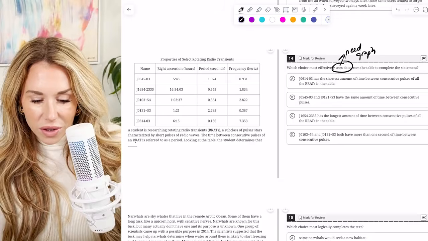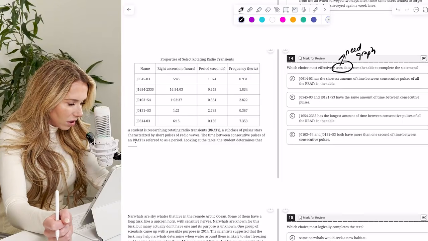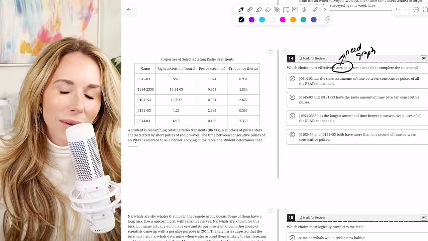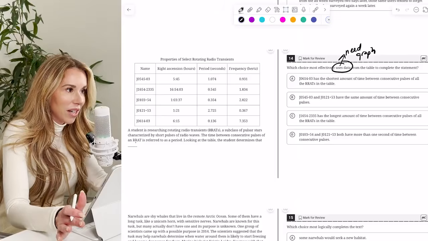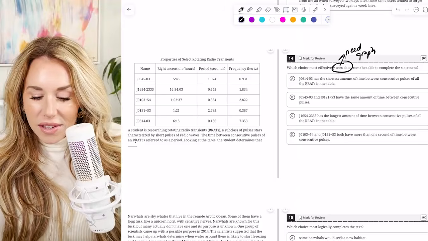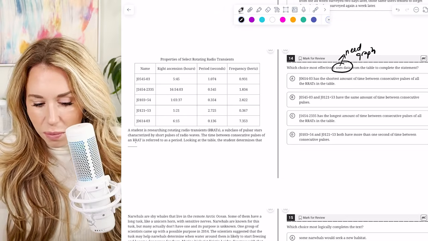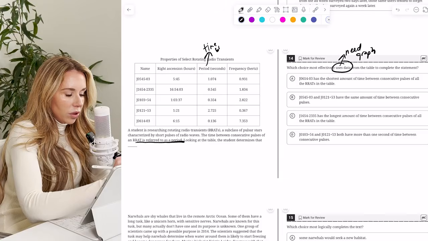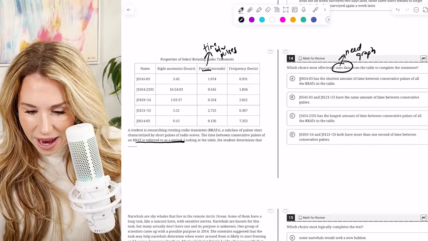So we have a student researching rotating radio transients, a subclass of pulsar stars characterized by short pulses of radio waves. Did I really need to read that? No, that was fluff. Sorry. Sometimes at the beginning under a graph, they're going to give you preliminary information. You can ignore it. It says the time between consecutive pulses of an RRAT is referred to as a period. Okay, so that's basically the time between pulses. That's the period.